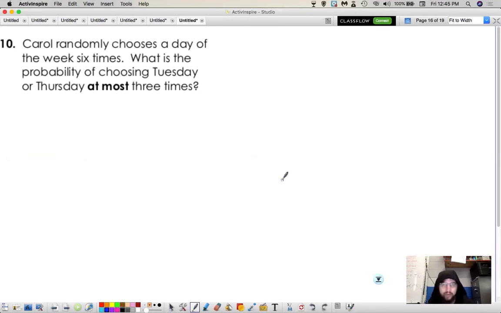What I'm going to require of you is to list out the pertinent information and tell me what it means. I'll give you an example. Kara randomly chooses a day of the week 6 times, so n is 6. What's the probability of choosing Tuesday or Thursday at most 3 times? So R at most is less than or equal to 3. And the probability is going to be 2 out of 7 because it's Tuesday or Thursday and there's 7 days in a week. So of course Q would be 5 out of 7. I don't necessarily need Q for using the calculator, but we'll put it anyway.